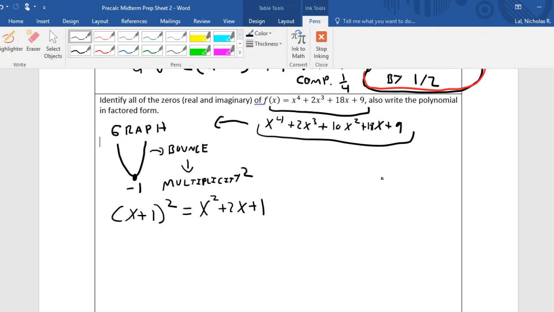All right. This is because x plus 1 squared is x plus 1 times x plus 1. So x times x is x squared. x times 1 is x. 1 times x is x. And 1 times 1 is 1. Yes, you expand it. You distribute.